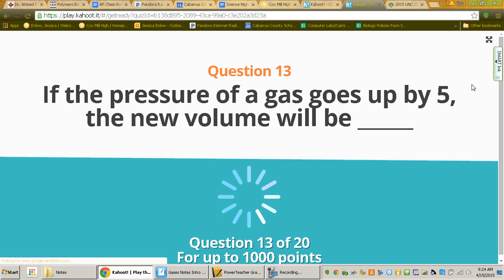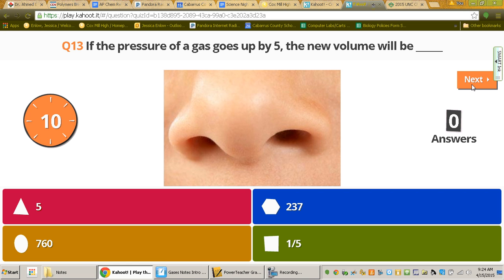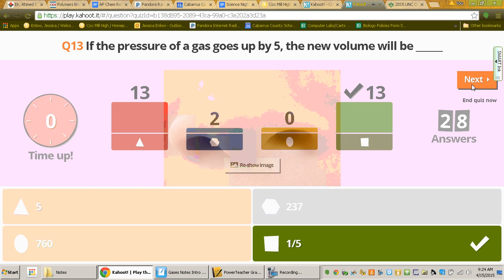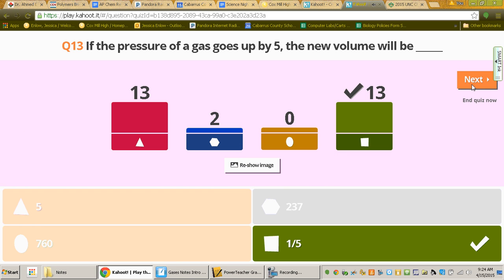Ready, set, go. If the pressure of a gas goes up by 5 times, the new volume will be... Okay, stop for a second. I have to explain this one. If the pressure goes up 5 times, then the volume is inversely related, right? So it should go down to a fifth. If you multiply the pressure by 5, the volume goes down by the same ratio. They're inversely related, so it has to be a fifth of the volume.